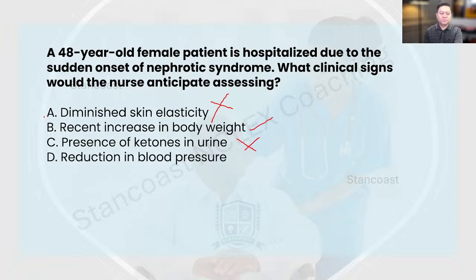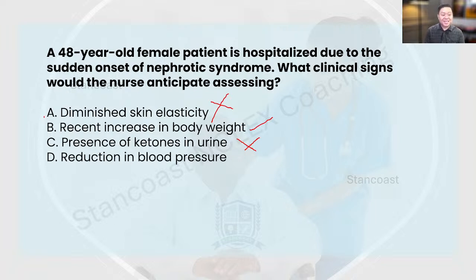Remember here, what clinical signs would the nurse anticipate assessing? Remember, guys, that there was an activation of the RAS, the renin-angiotensin-aldosterone system, and this is going to cause a reabsorption of the sodium ions, and this is going to cause the blood pressure to go up. And so hypertension is a common manifestation at this point. So don't forget about the RAS this time.